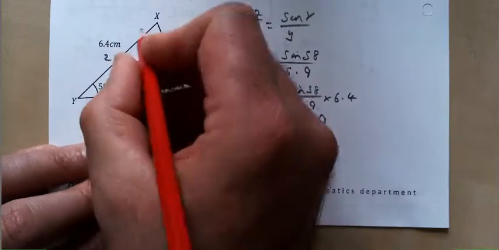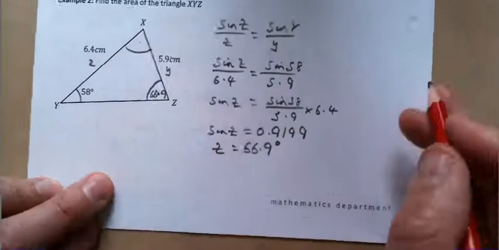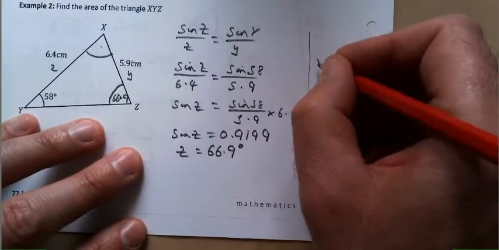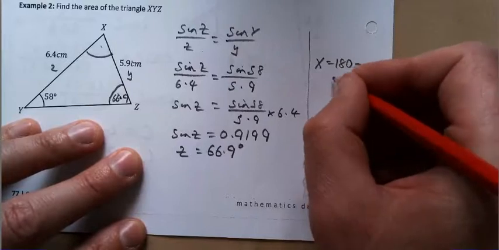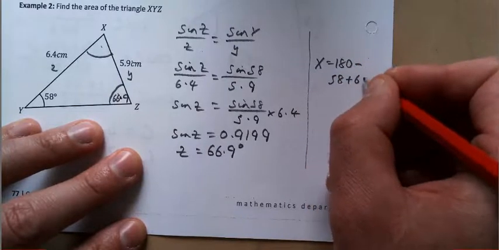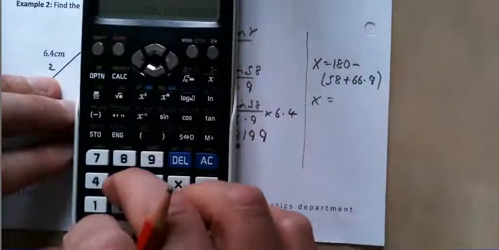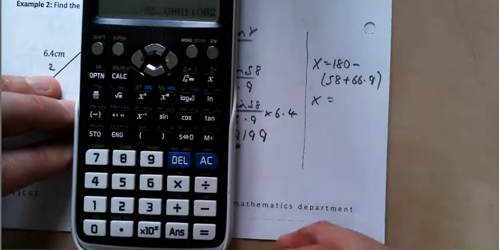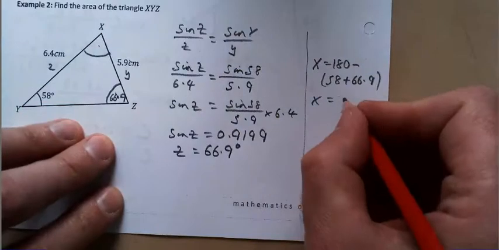How does that help us? It helps us because we can now work out this angle here. Let's leave that here for the area. So over here we're going to go X equals 180 take away 58 plus 66.9. That gives us 55.1 degrees.